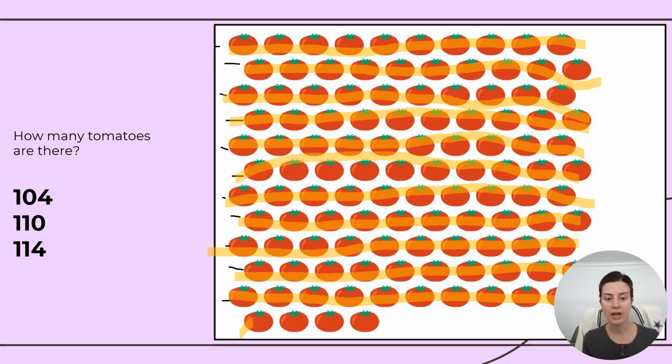110, 101, 102, 103, 104 is my answer. How many tomatoes are there? 104. I counted by tens, and then I counted what was left over: 110, 101, 102, 103, 104 tomatoes.